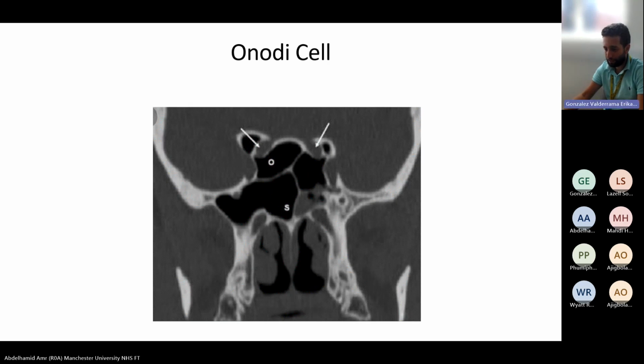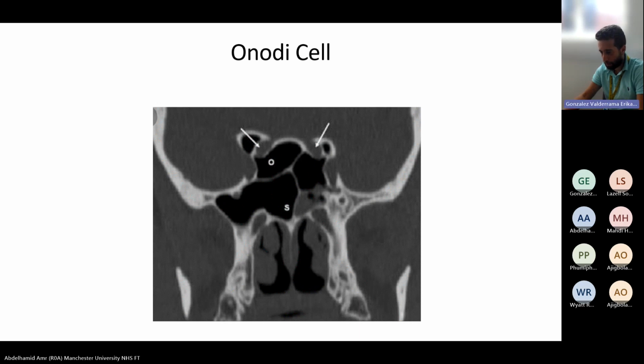So this is the Onodi cell we're talking about. You see it on the coronal view. This is again the CT scan. This is the choana there. This is the inferior turbinate at the back. You can see this is the sphenoid sinus. Okay, and that's an Onodi cell.